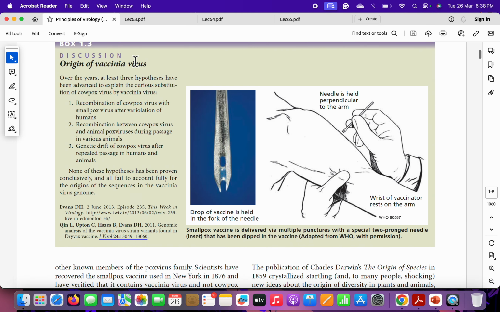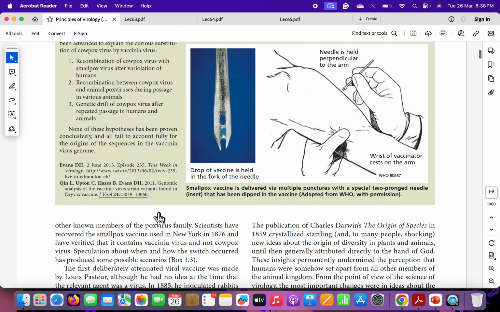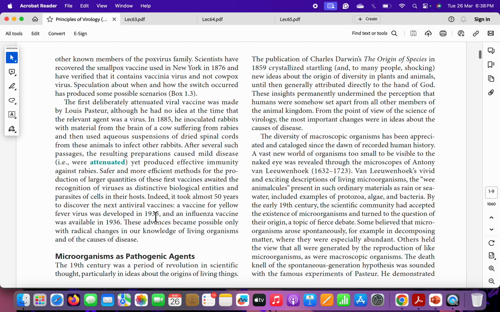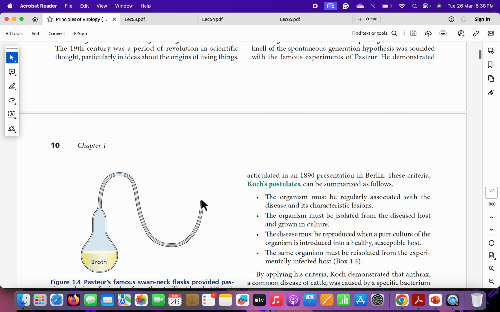So, what is the origin of vaccinia virus? Over the years, at least three hypotheses have been advanced to explain the curious substitution of cowpox virus by vaccinia virus. Recombination of cowpox virus with smallpox virus after variolation of humans, recombination between cowpox virus and animal pox viruses during passage in various animals, and genetic drift of cowpox virus after repeated passage in humans and animals. Microorganisms are pathogenic agents.